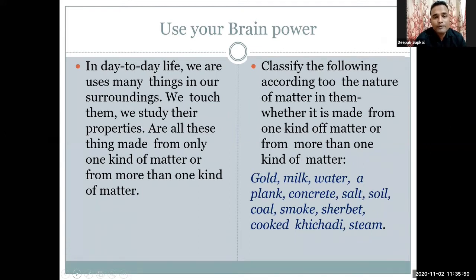Any object you can think of is made up of a certain substance. Suppose your school bag. What do you think? The school bag is made up of different substances. Understood? So what does it mean?